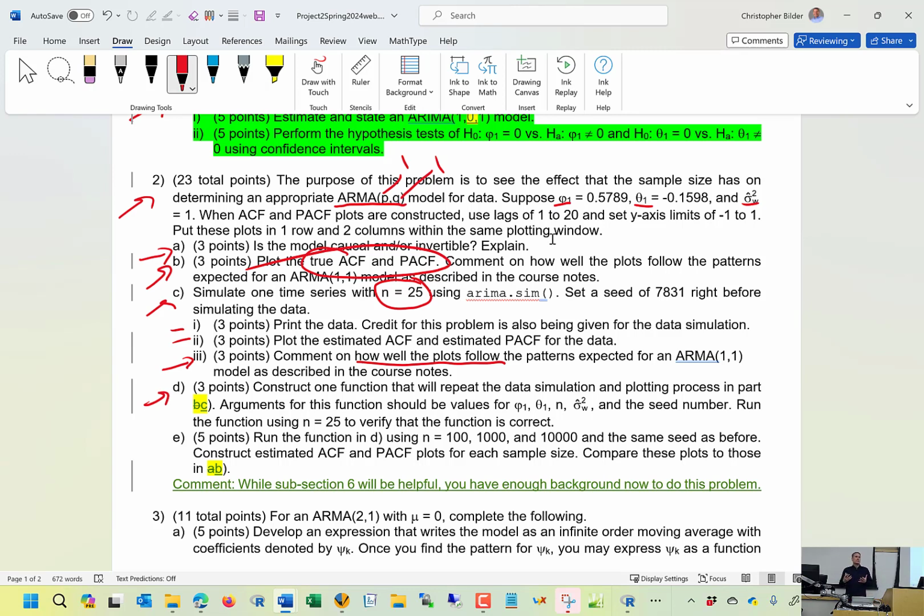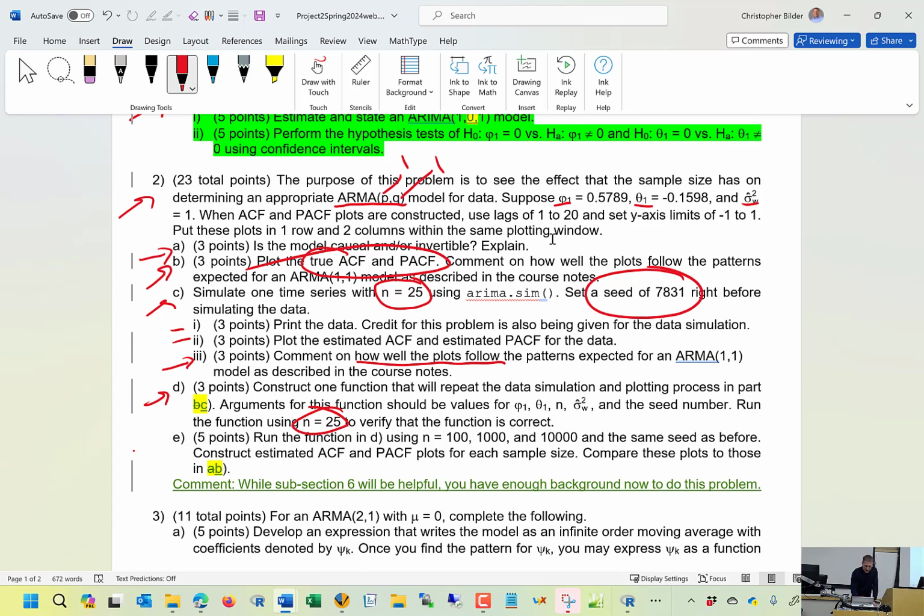Then we have some R stuff here. I want you to construct one function in R that basically does this process for us, in terms of it can repeat the data simulation and this plotting process of plotting the ACF and the PACF. Run the function with n equal 25 and that same seed as what we had before to verify that indeed you get exactly the same answer. So now you have one function that you can use that does a lot of this stuff already. That's what we often do in R, is we construct functions to automate what we want to get done.